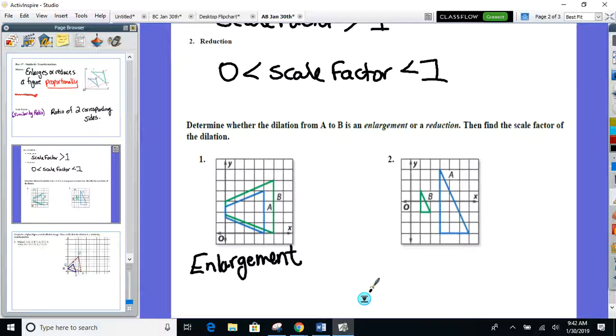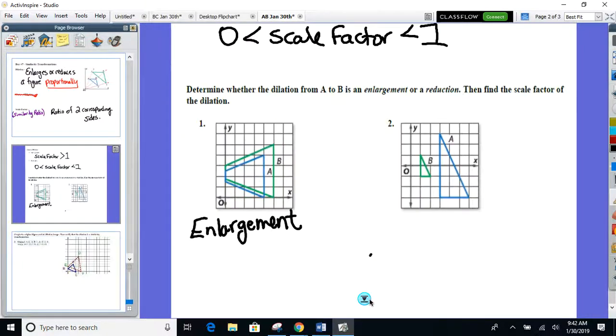Now I want you to find the scale factor, though. He said it was an enlargement. What should you know about the scale factor when we write it? It should be bigger than 1. How do I find it? It's the ratio of 2 corresponding sides. Can you find 2 corresponding sides in this diagram that you can count so I don't have to bust out the distance formula? Can you find 2 sides that you can count?